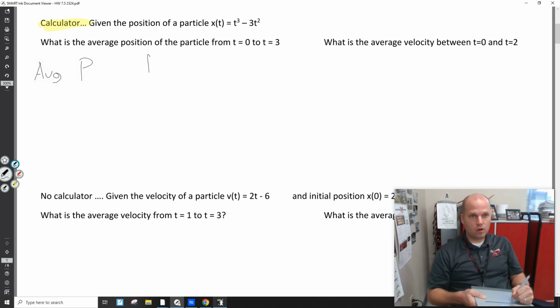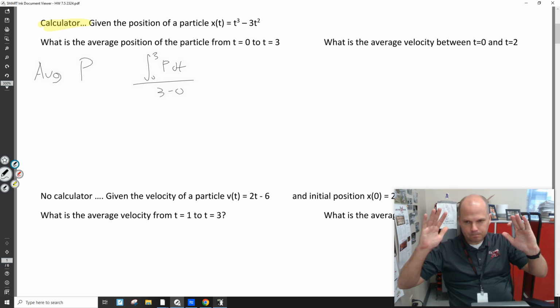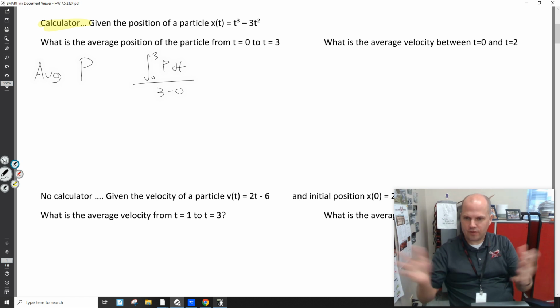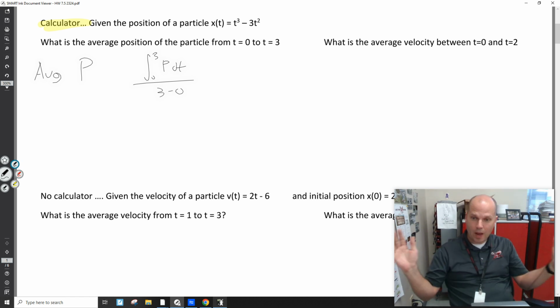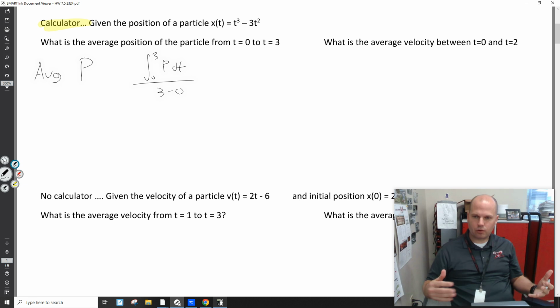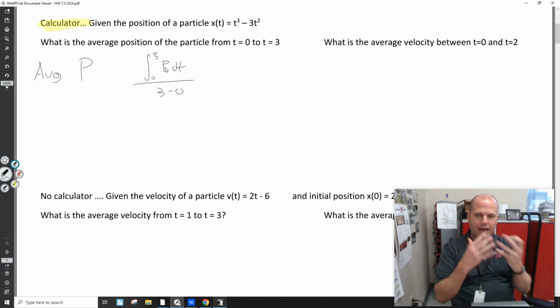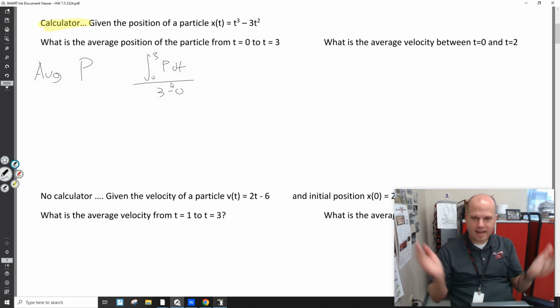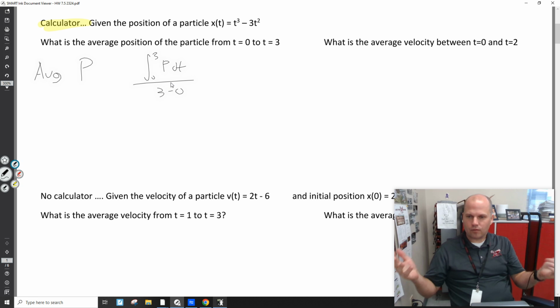I'll accumulate P. Now, think about average like you did in middle school. How do you find the average of a set of numbers? You add them all up and you divide by the total amount of numbers. We are accumulating all of our values, adding them all up, and then dividing by essentially the interval, which is like the total amount of numbers in which we're occurring. So it's the same idea.